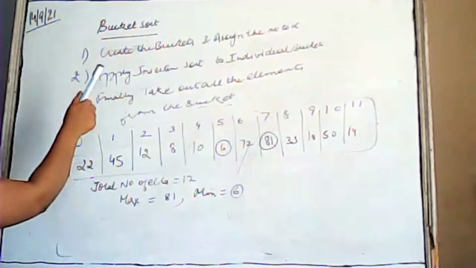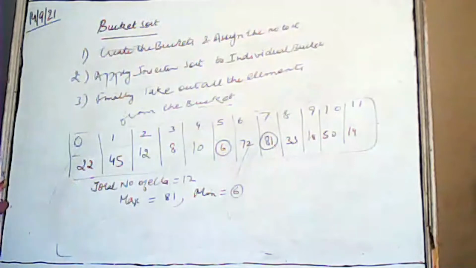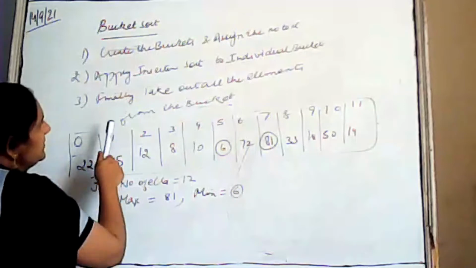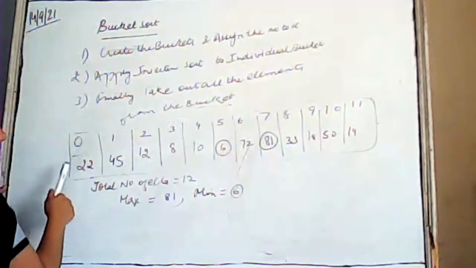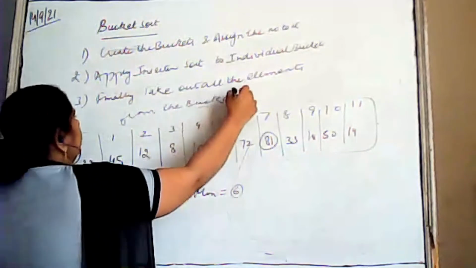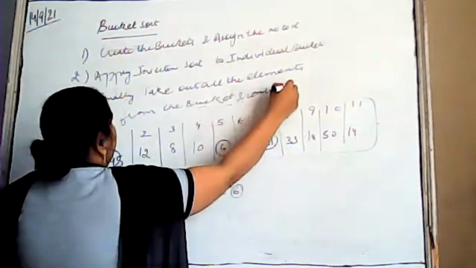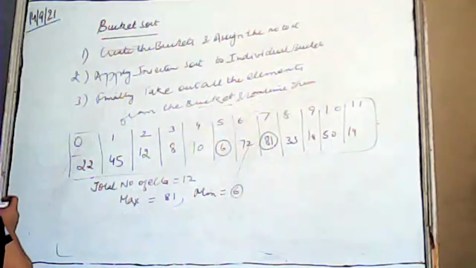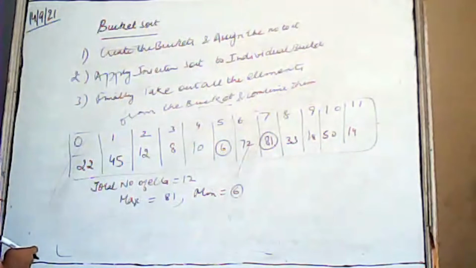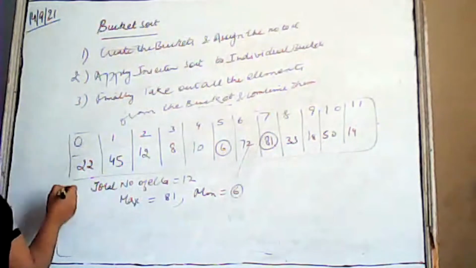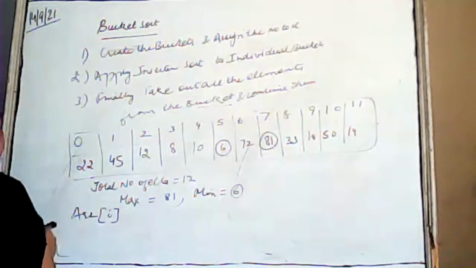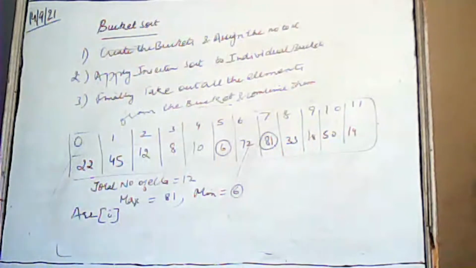First of all, create the buckets and assign the elements to it. I'll tell you how to assign the elements. Then apply the insertion sort to individual buckets. Finally, take out all the elements from the buckets and combine them. You will get the sorted list. Fine. So this is how to access the array. We will take the value i and we will access the value of the array.